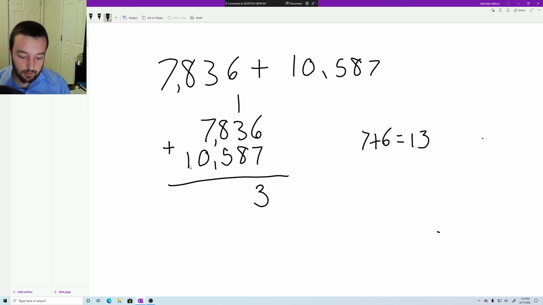So we carried the 1. Now, how many tens do we have? 1 plus 3 is 4, plus 8 is 12, right? So we have 12 tens.